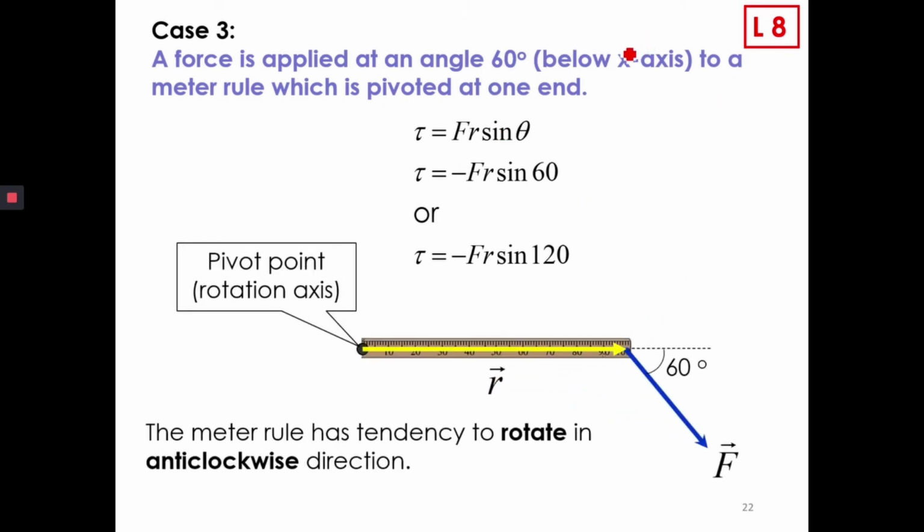Case 3, below the x-axis. Okay, 60 degrees below the x-axis. F r sine theta, determine direction. Force to pivot. So this meter rule will rotate clockwise. Clockwise will give you a negative torque. So you have negative F r sine 60 degrees or negative F r sine 120 degrees.